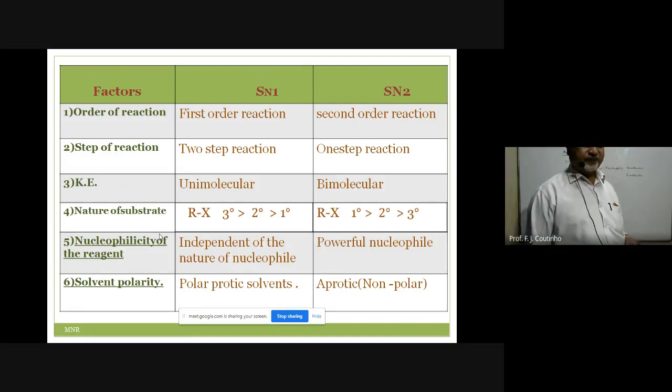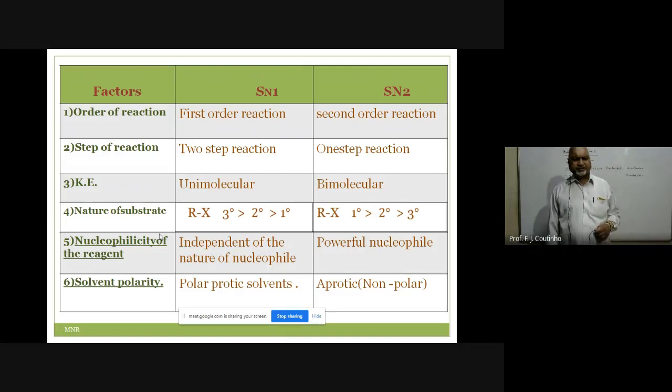Kinetic expression: SN1 is unimolecular and SN2 is bimolecular. So this first and second order is related to the kinetic expression, unimolecular and bimolecular. The order of the reaction and the kinetic expression go hand in hand with SN1 and SN2 as symbolic.